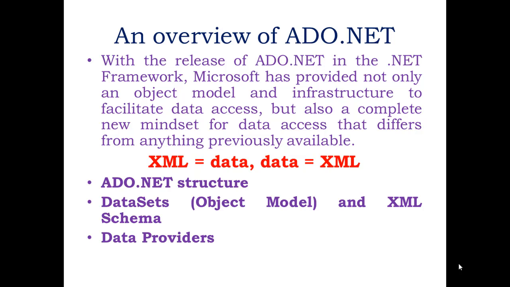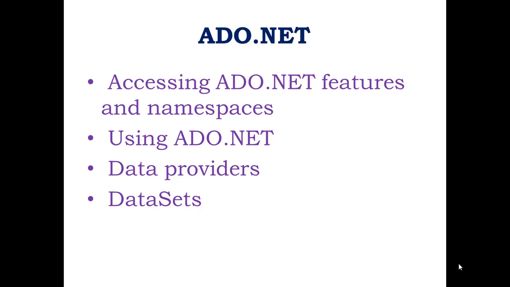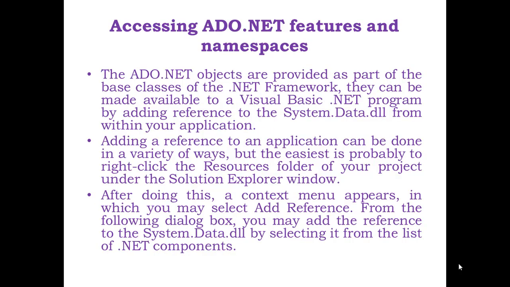Next, data providers. There are different types of data providers in ADO.NET. Accessing ADO.NET has four different subsections: accessing ADO.NET features and namespaces, using ADO.NET data providers, and datasets. Accessing data: ADO.NET features and namespaces. ADO.NET objects are provided as part of the base classes of the .NET Framework. They can be made available to a Visual Basic .NET program by adding a reference to System.Data.dll. DLL means dynamic link library, from within your application.